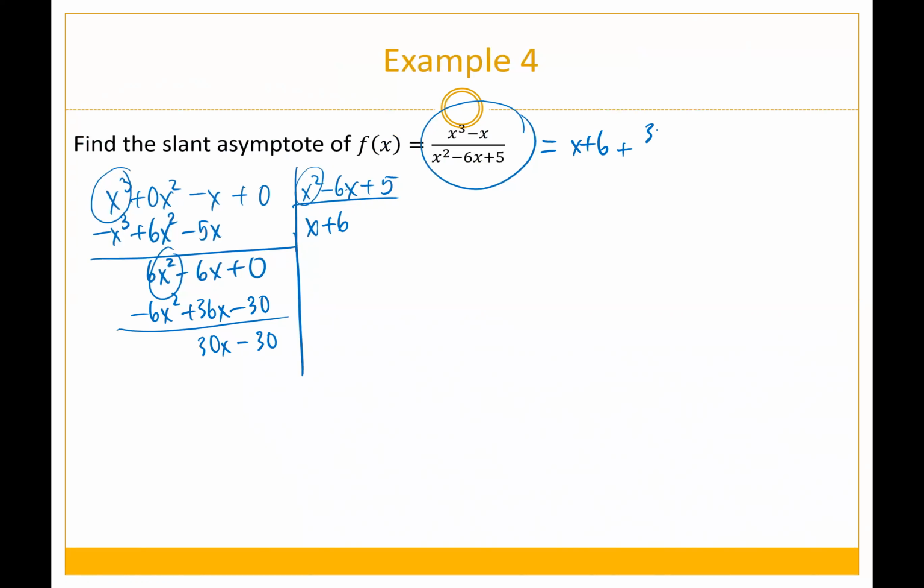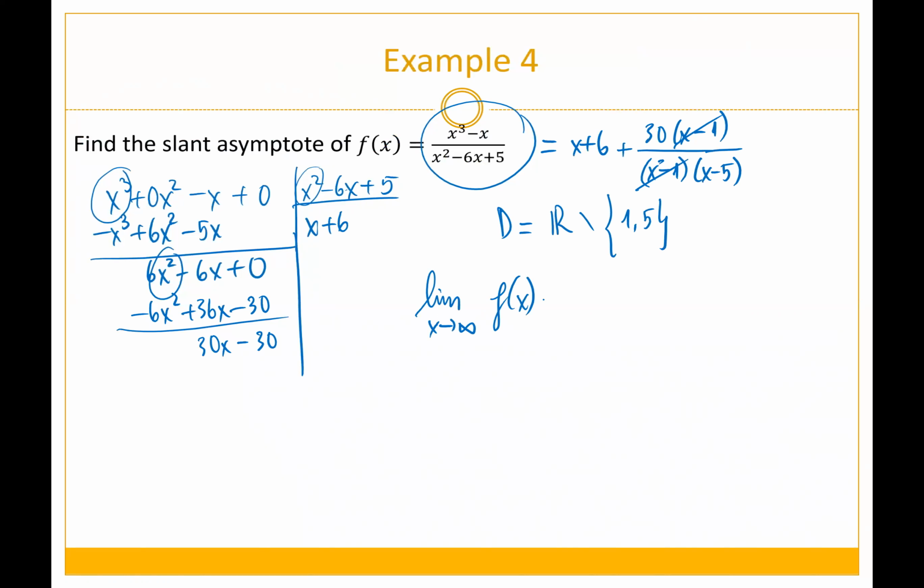So you have 30 times x minus 1, divided by x minus 1, x minus 5. Now slant asymptote. Remember, your domain here is R without 1 and 5. So you can cancel out these two. What you have left is now you're going to find the limit as x approaches infinity of f(x) minus (x plus 6). So what you have now is the limit as x approaches infinity of 30 over x minus 5. And clearly this thing is 0.